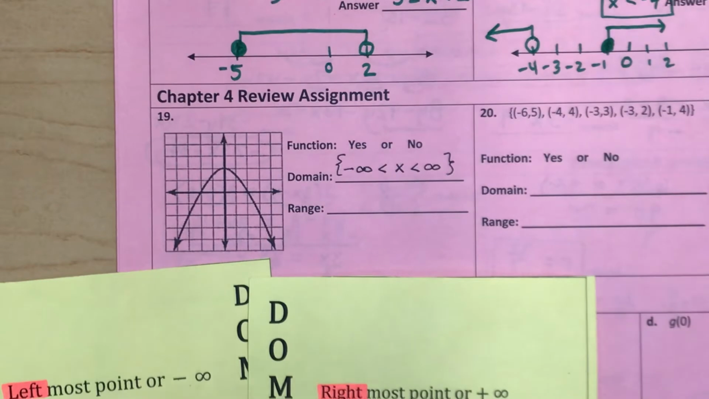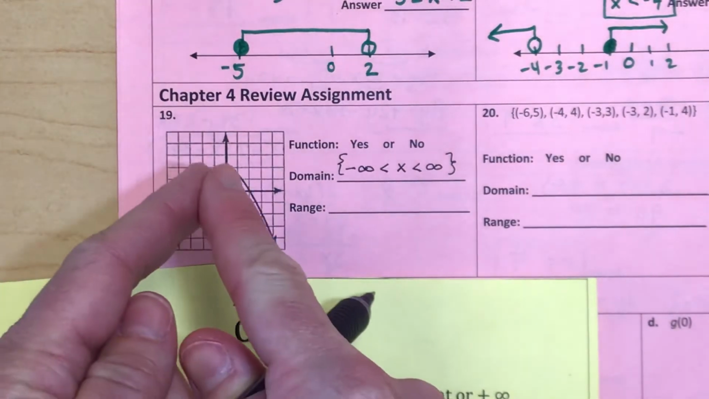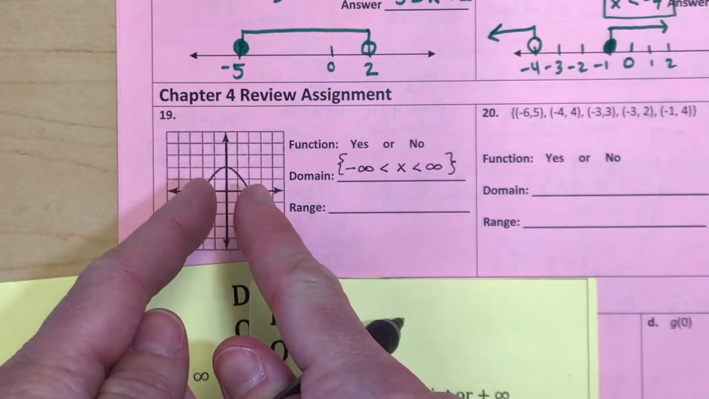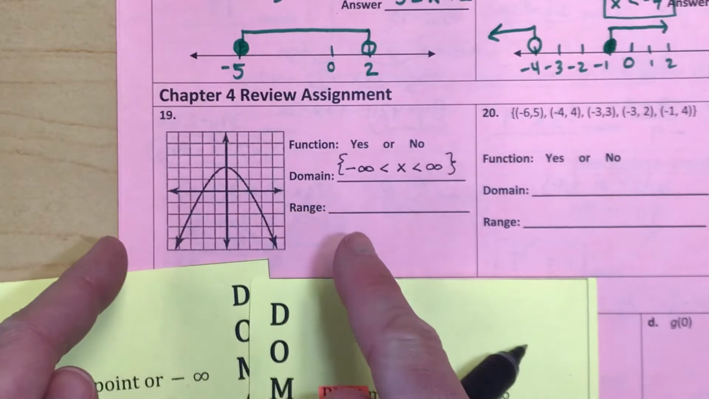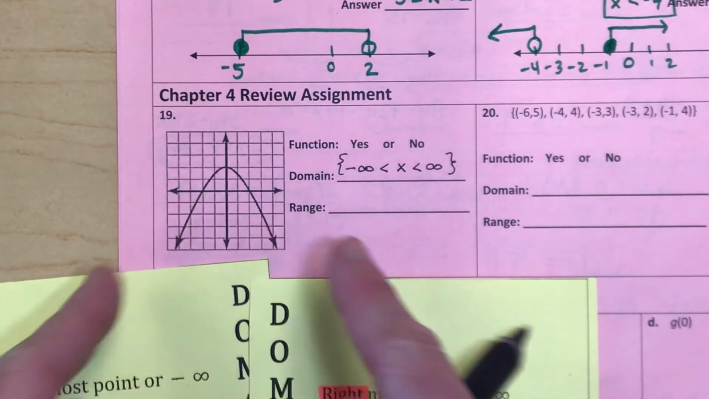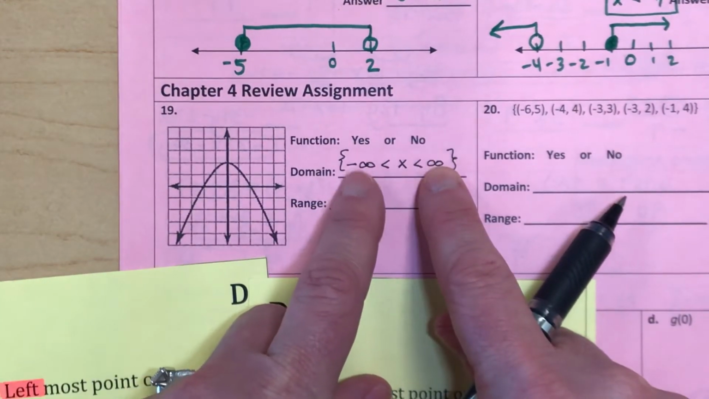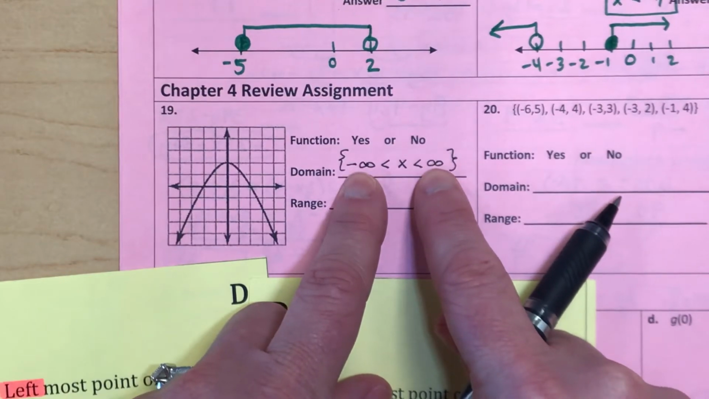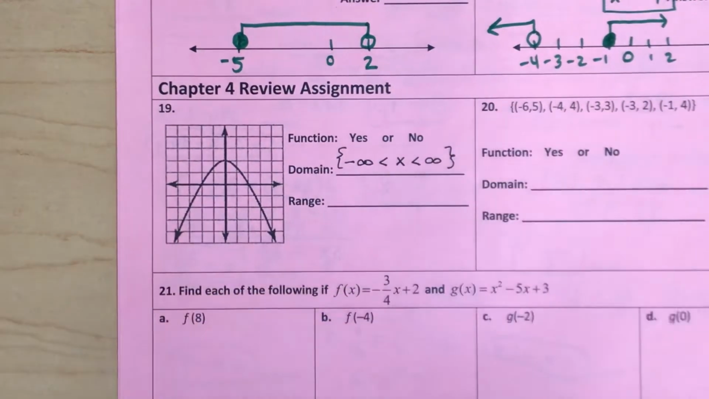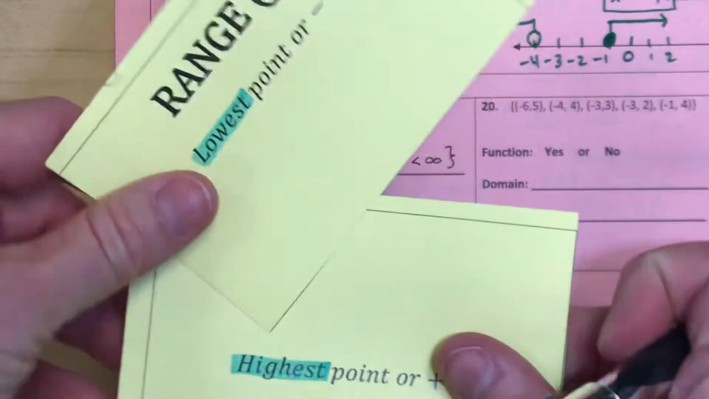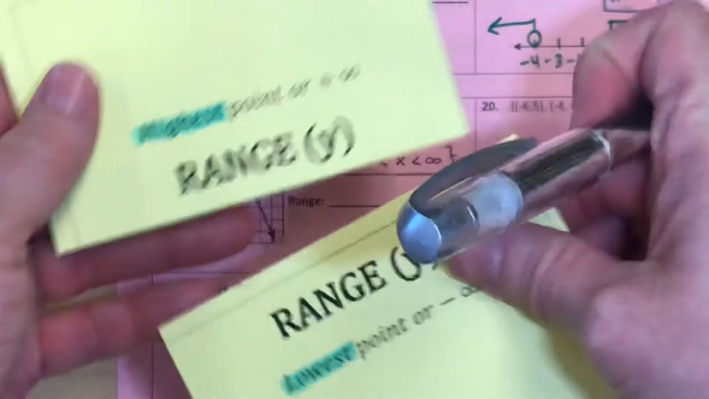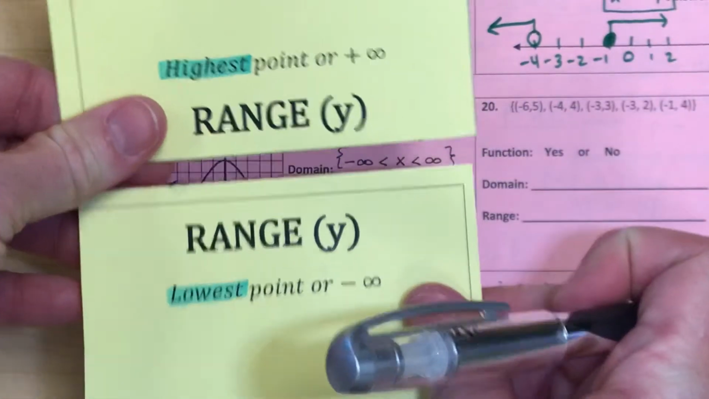And that's it. So this graph, as it comes from the vertex, gets wider and wider, and as it goes wider, it means it continues to go to the left and it continues to go to the right. Now the range goes this way. Here we go: highest point to lowest point.